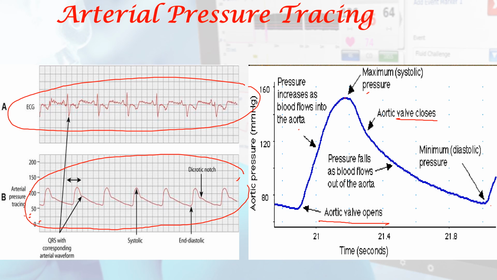While comparing with the ECG wave, you can compare the QRS wave with the corresponding arterial waveform. The QRS wave is the ventricular depolarization, and this is ventricular contraction. During this time, the waveform starts. Then during the systole it reaches the peak level, and at the end of the diastole it reaches the baseline.